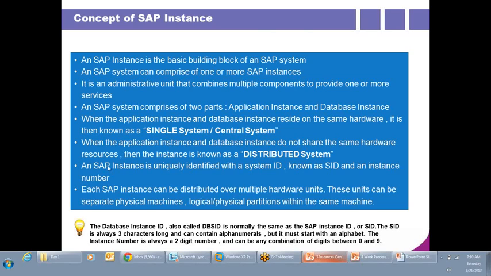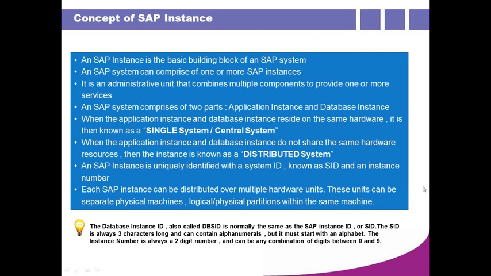And SID, as I told, has certain conditions to follow. It is a 3-character name. SID is nothing but the name of your SAP system and the database also. Usually we can give any name to SAP and database. There is no rule that you should give the same name to SAP and database, but it is recommended to give the same name. Why?